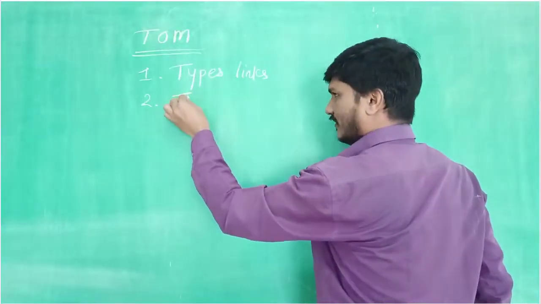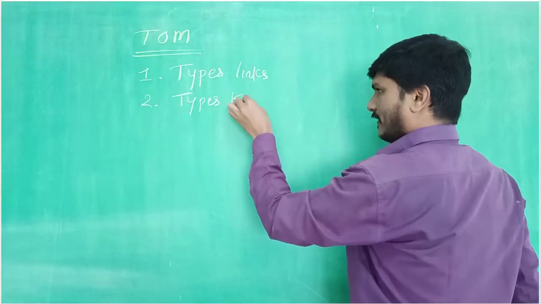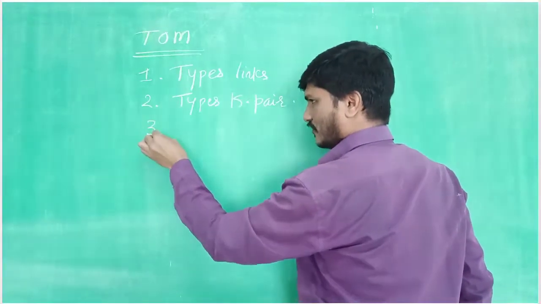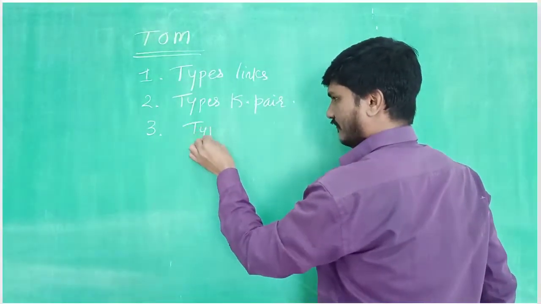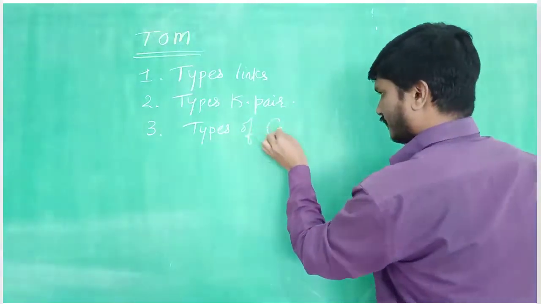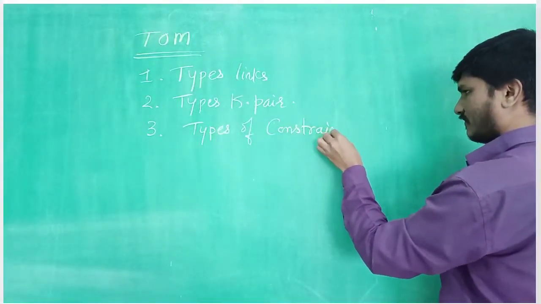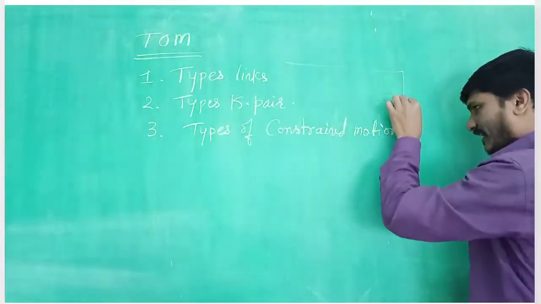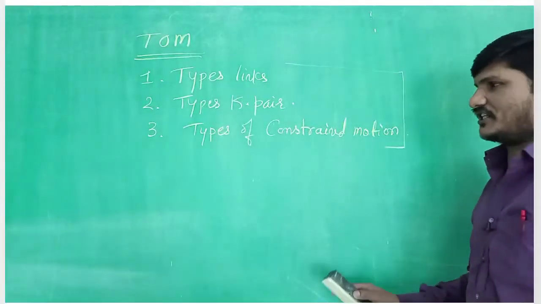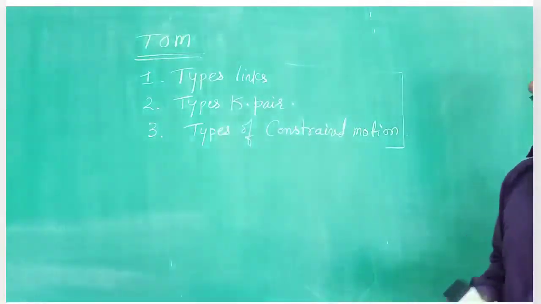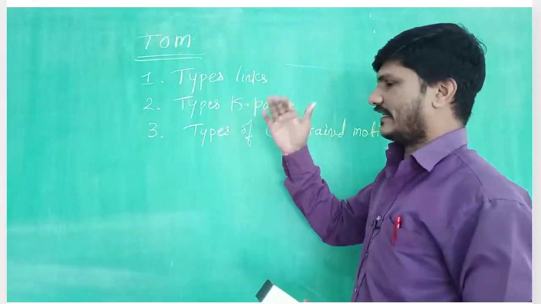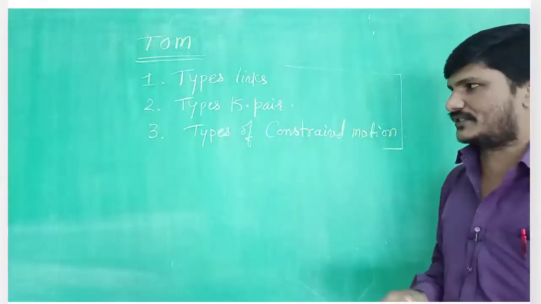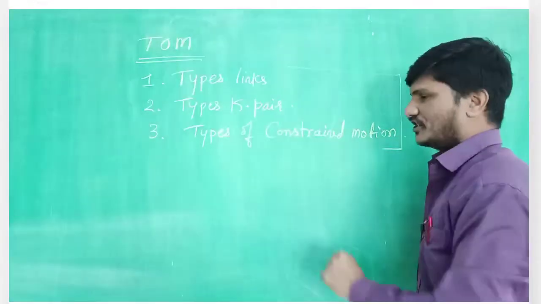Then we'll understand the different types of kinematic pairs, and later the different types of constrained motions. To understand the theory of machines subject, these things are very important fundamentally: how links are defined and classified, then the pairs and their classification, and the different types of constrained motions. So now we'll understand them one by one in this video.